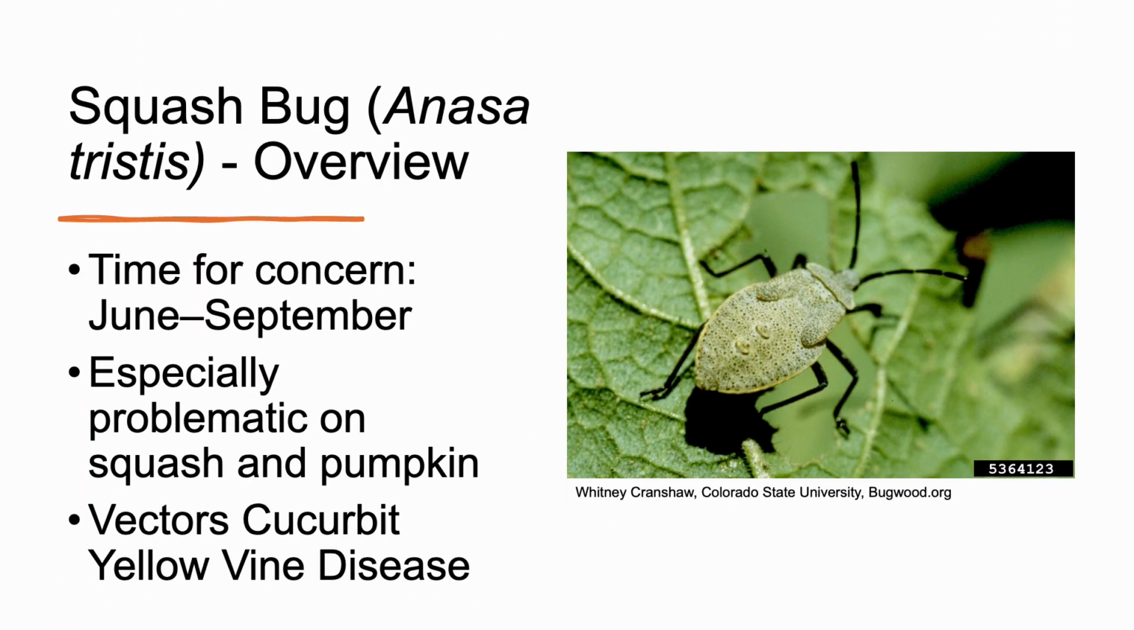Next, we'll look at the squash bug, a serious mid to late season pest in cucurbit crops. Squash bugs are most active from June through September. They're especially problematic on squash and pumpkin plants, where populations can build quickly. Squash bugs are also important because they can transmit cucurbit yellow vine disease. On screen now is an image of an immature squash bug.